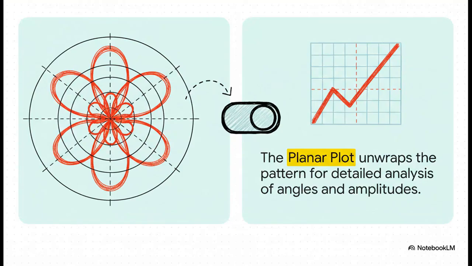And check this out. With just one click, you can flip between two super important views. The polar plot gives you that big picture, 360-degree view of the antenna's shape. It's really intuitive. But then you can switch to the planar plot, which kind of unrolls it so you can really dig into the nitty-gritty details, looking at specific angles and amplitudes with total precision.